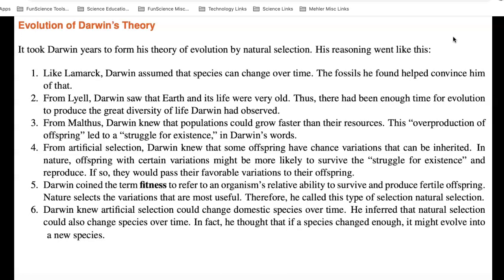Like Lamarck, Darwin assumed that species can change over time. The fossils he found really helped him with that. From Lyell, he knew that the Earth was very, very old, so there was enough time for evolution to work and form the diversity of life. From Malthus, he knew that overproduction of offspring led to a struggle for existence. From artificial selection, those dog breeders, the pigeon breeders, the cat breeders, the plant breeders, Darwin knew that offspring have chance variations that can be inherited. And those chance variations might aid in the struggle for existence.